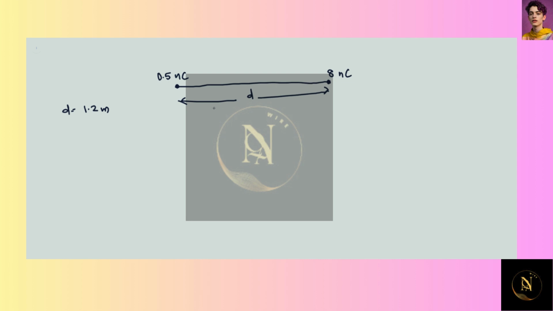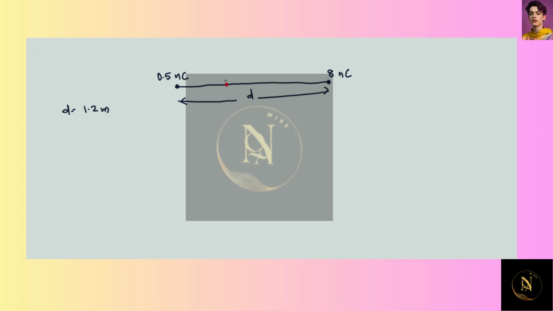Now, as I said, the point should stay inside these two charges, in between these two charges, and the reason behind that is both of these charges are positive. They have the same sign, which means that only at some point in between these two charges, the electric field will be 0. Now, mathematically also, we can explain this.